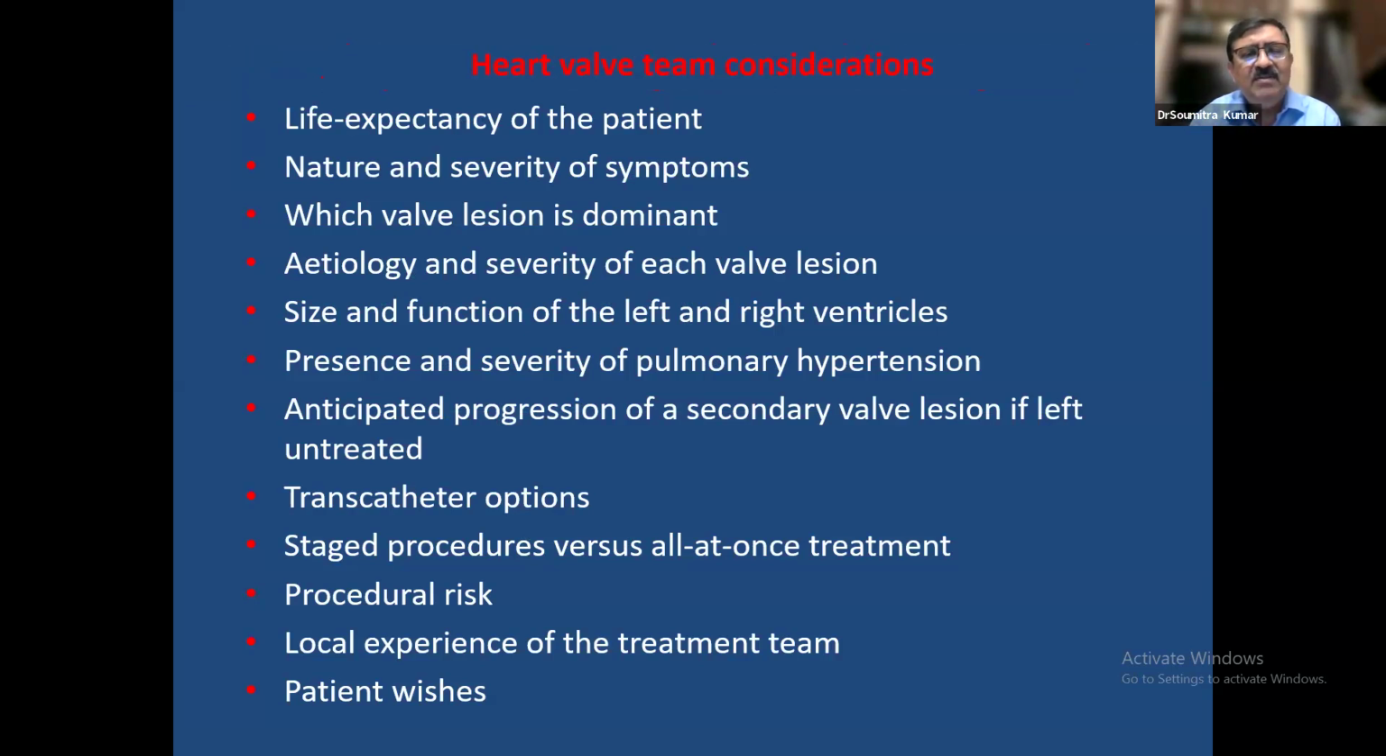The kind of valve lesions, the two ventricles in question, the degree of pulmonary hypertension, what is the anticipated progression of a secondary valve lesion if left untreated, and times are coming when at least some lesions are going to be treated by transcatheter options. We are already there. We are progressing faster with this. Staged procedures versus all at once treatment should be considered. The procedural risk, the local experience of the treatment team, and of course, the wishes of the patient and the family.